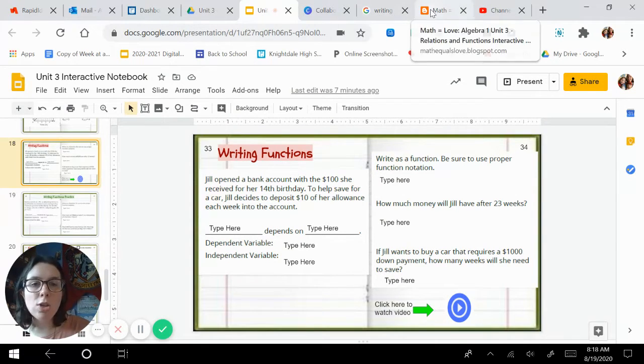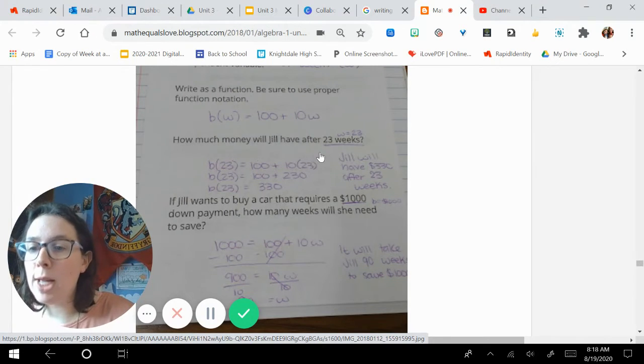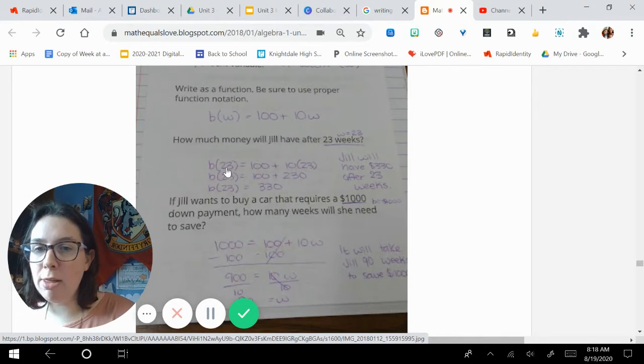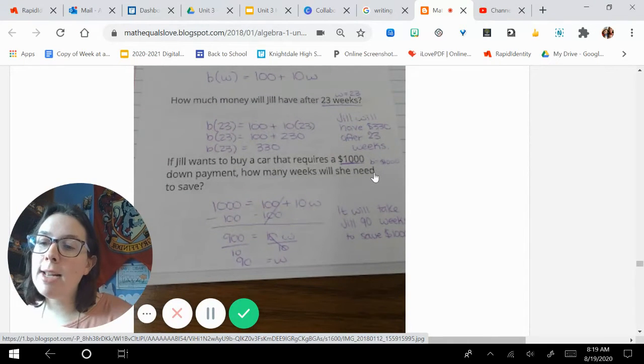Yep, okay. So now, how much will she have after 23 weeks? I want to know how much money will be in her account after 23 weeks have passed. So what does 23 represent, the W or the B? Weeks is W. So I'm going to plug in 23 into wherever I see a W in my equation. So B of 23 equals 100 plus 10 times 23, because there's another W. Remember order of operations: we do multiplication and division first. So 10 times 23 is 230, plus 100 is 330. So how much money will she have after 23 weeks? In 23 weeks, Jill will have $330. Make sure you get used to using the units. We're talking about weeks and money. So 23 weeks, $330.